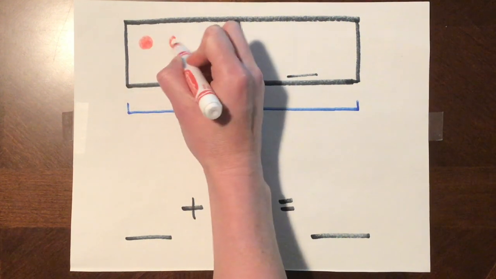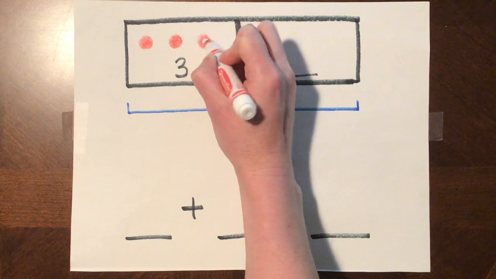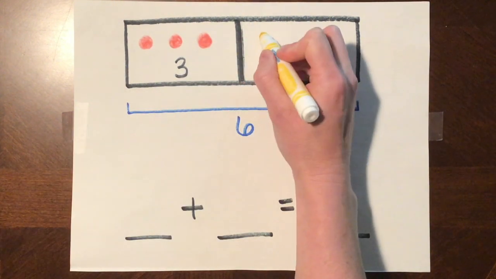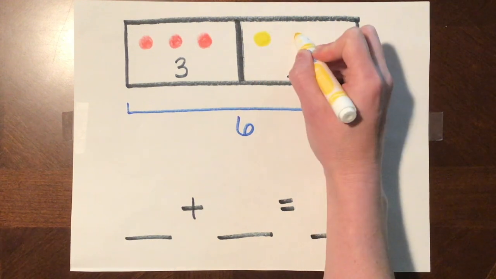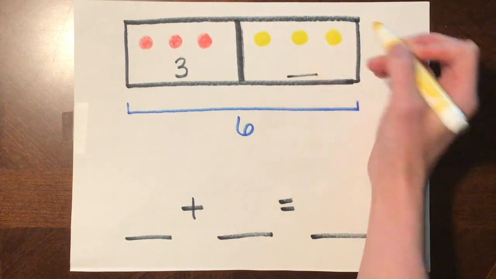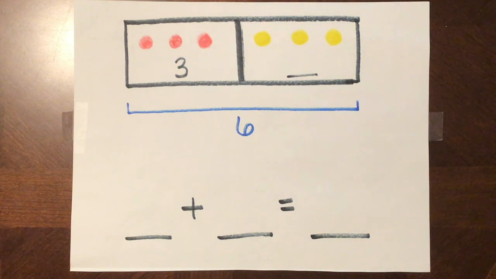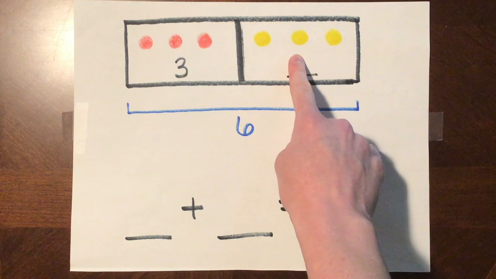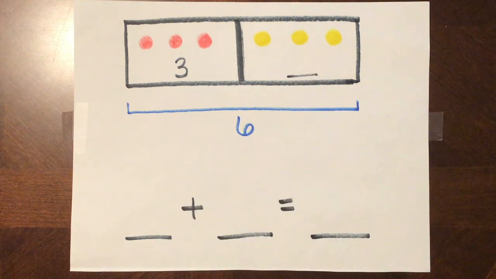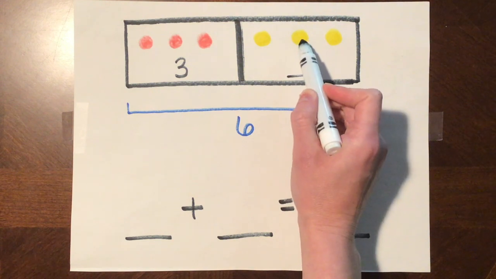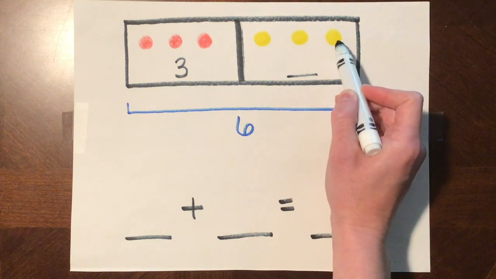1, 2, 3, 4, 5, 6. Now let's count how many I drew in the other part to find out this number. 1, 2, 3.